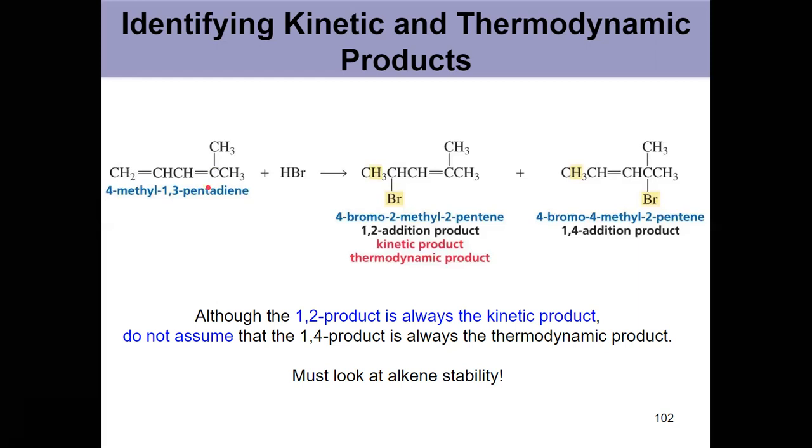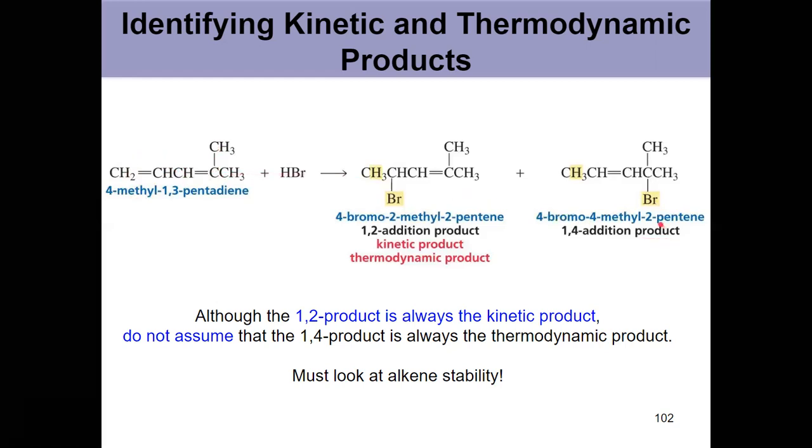Because if I attack this pi bond right here, then I actually get rid of the most stable alkene. Look at this alkene, it's 1, 2, and then 3 alkyl groups. That's a pretty stable alkene. So rather, I'm going to attack this pi bond over here. 1,2 is always the kinetic product, so that's easy. Put the hydrogen here and then the bromine over here. But it's also the thermodynamic product because it preserves the more stable double bond.